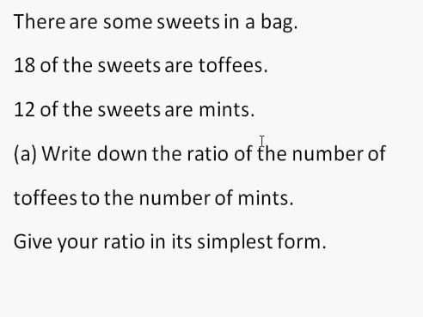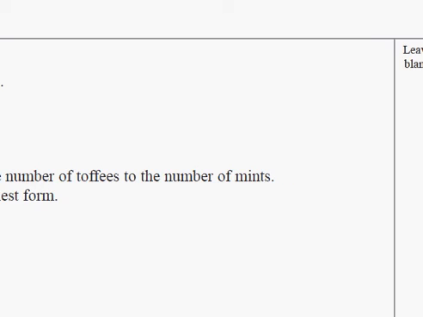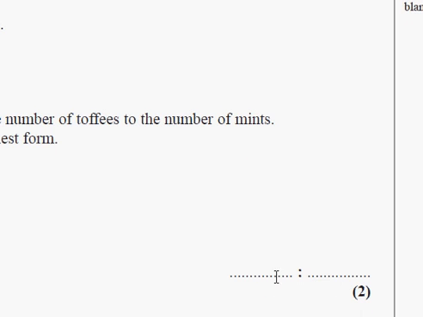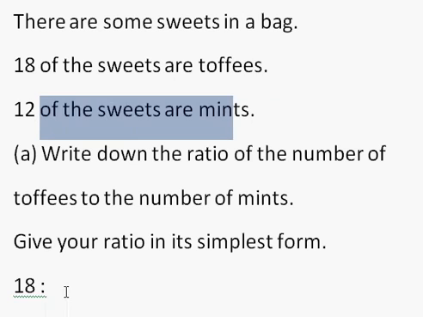18 of the sweets are toffees, 12 of the sweets are mints. Write down the ratio of the number of toffees to the number of mints, and on the exam paper you can see that it gives it to you in this form, the answer worth 2 marks. So there's a colon in between the two numbers, so you need to write down the ratio. So you would simply write down the ratio of number of toffees to number of mints. So there are 18 toffees, so you write down 18, then there's that colon in between, and then there's 12 mints, so that's 12.